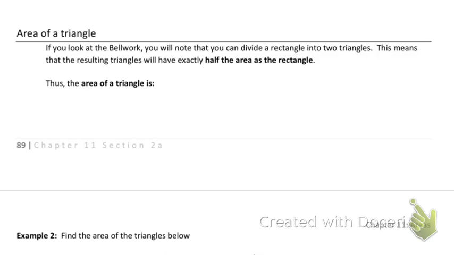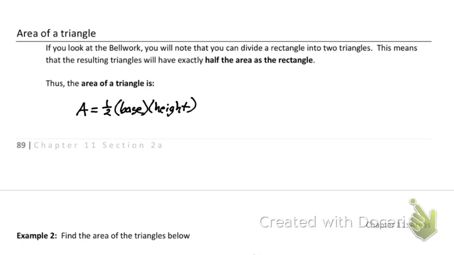So we all are conditioned to know the area of the triangle for the most part. Area equals half of base times height. But let's take just a second to look at why it's that way. Why is it half of base times height? Well, if you look at your bell work, you will note that you can divide a rectangle into 2 triangles, and any rectangle can be divided into 2 triangles.